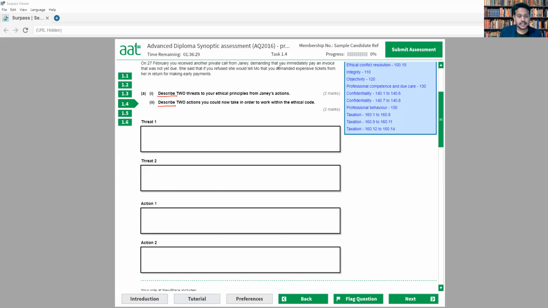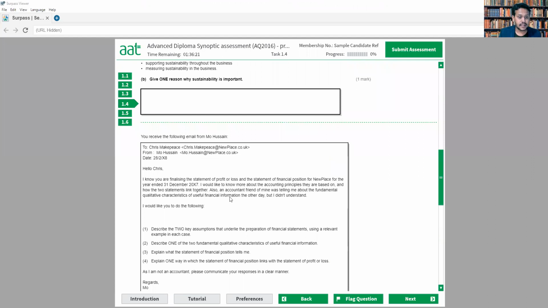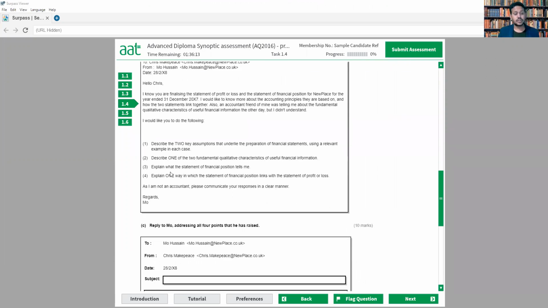As I said, focus on what the question is and what the requirement is: describe. And here you can see they're asking describe again, then explain, explain. This sort of thing is very important. You have to understand what exactly you're going to write when the question asks you to explain, when it asks you to describe, when it asks you to identify, and when it asks you to critically analyze.